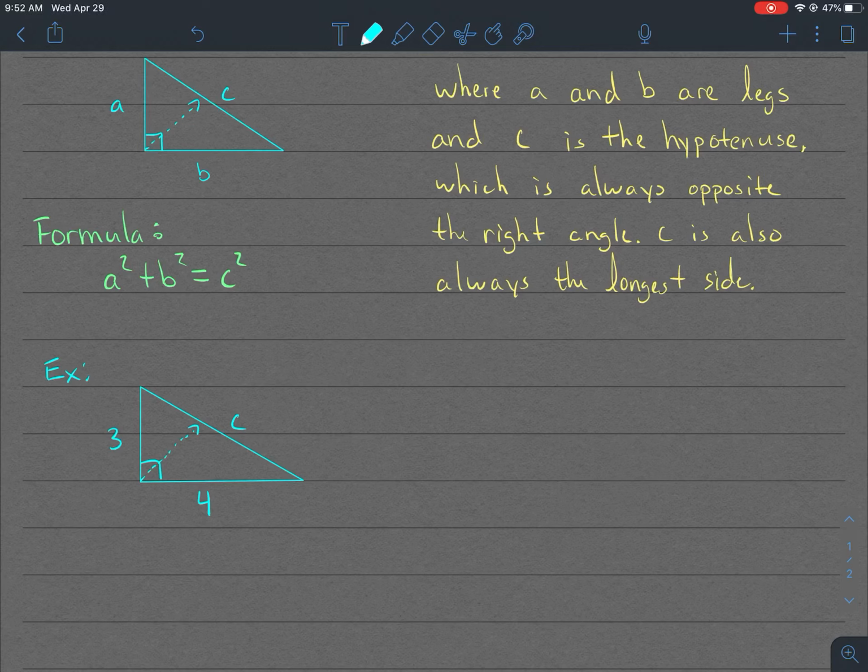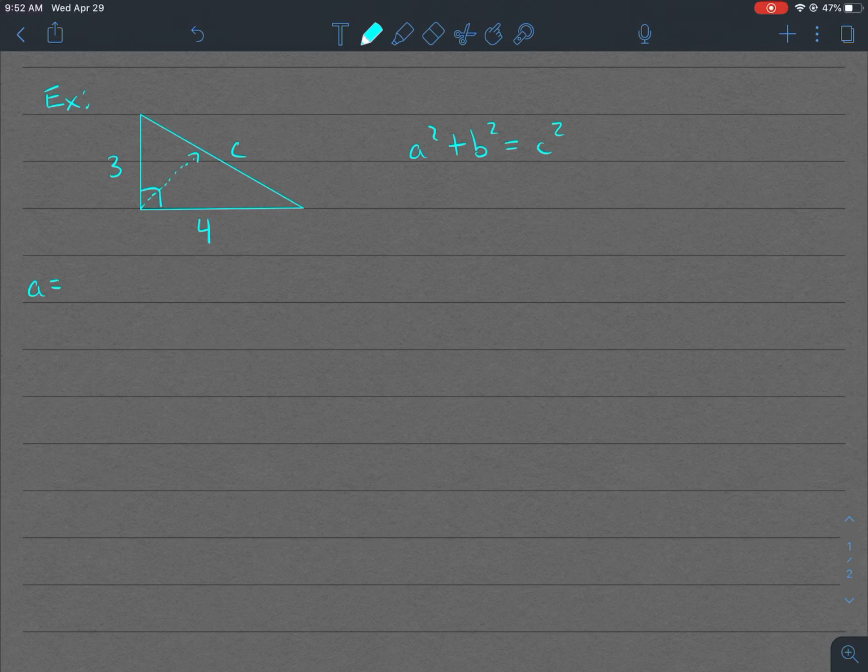Now we know a couple of things. We know that a is equal to 3. We know that b is equal to 4. And we do not know what c is. That's what we've got to find out. So let's replace a with 3, b with 4, and see where that takes us. So we got 3 squared plus 4 squared is equal to c squared.